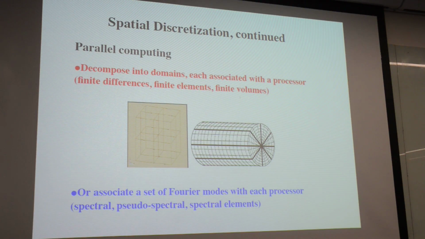Parallel computing, one of the main ways that it's done is to decompose your big domain into smaller domains, and each one is associated with a processor. Or you can associate a set of Fourier modes with each processor. Both are done.